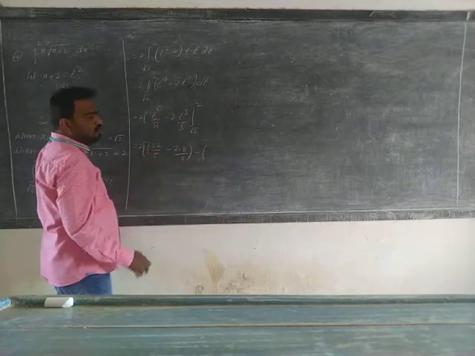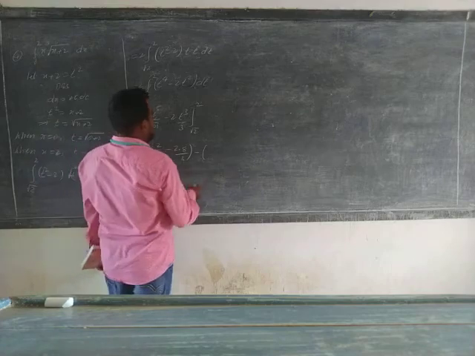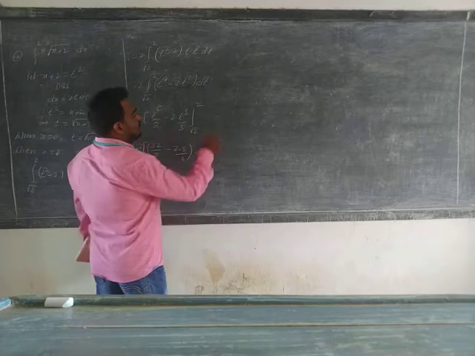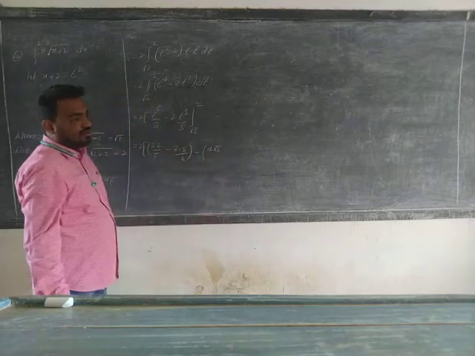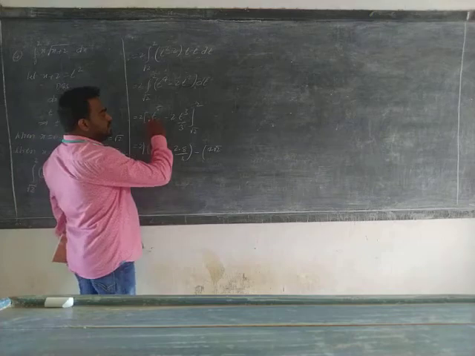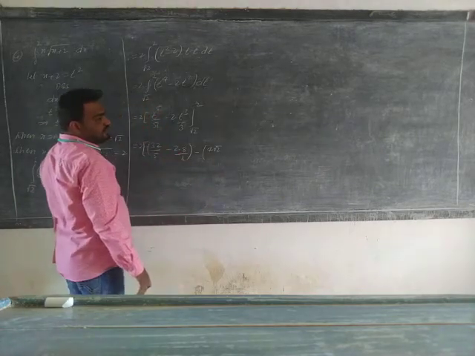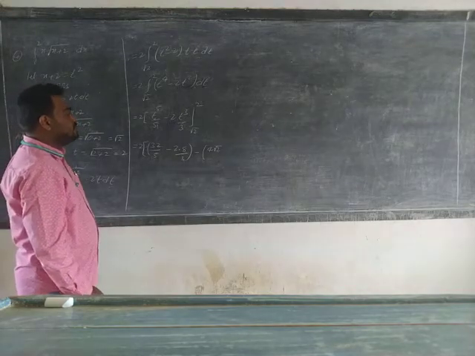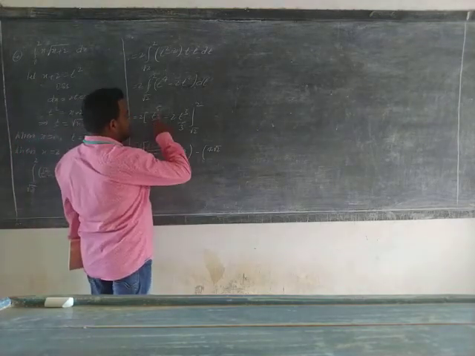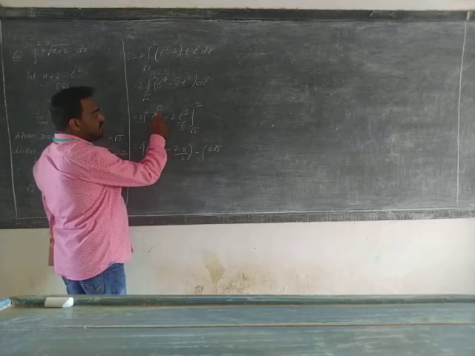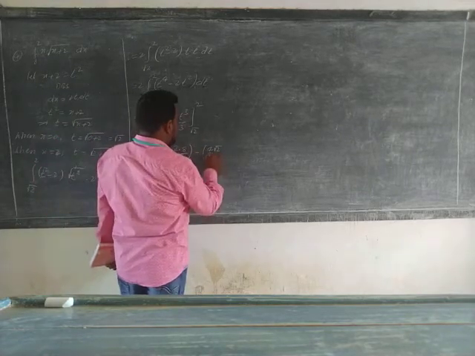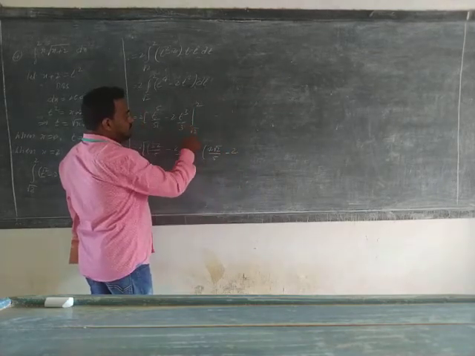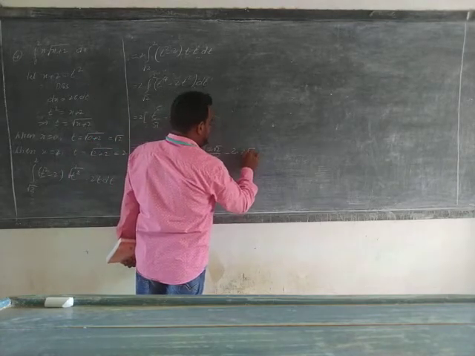Root 2 power 5 is equal to 4 root 2. How have I written it? Root 2 is equal to 2 power of 1 by 2, so 2 power of 1 by 2 into 5, 5 by 2. How are we writing 5 by 2? 2 plus 1 by 2. So 2 square is 4, and 2 power of 1 by 2 is root 2, so 4 root 2 by 5, minus 2 into root 2 whole cube, that is 2 root 2 by 3.